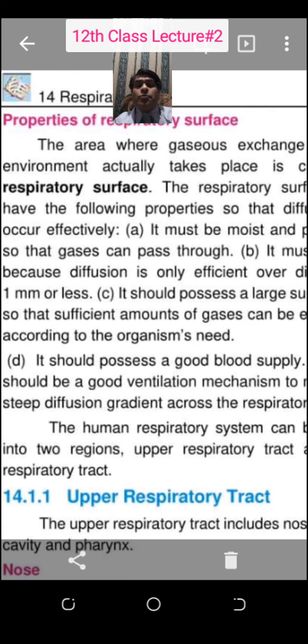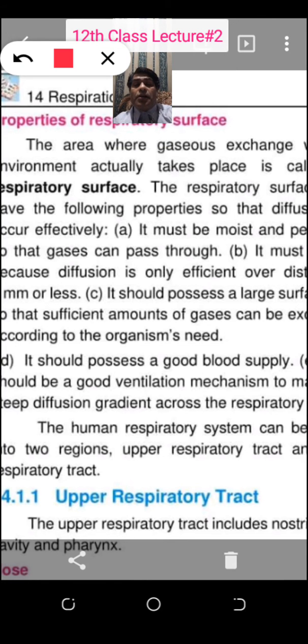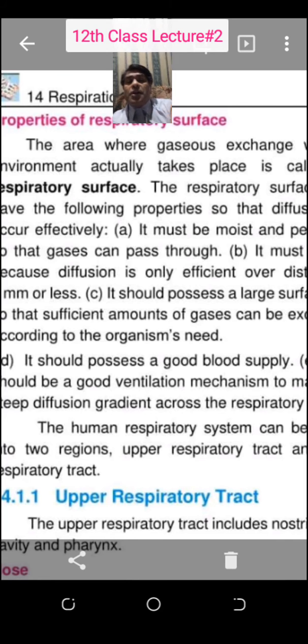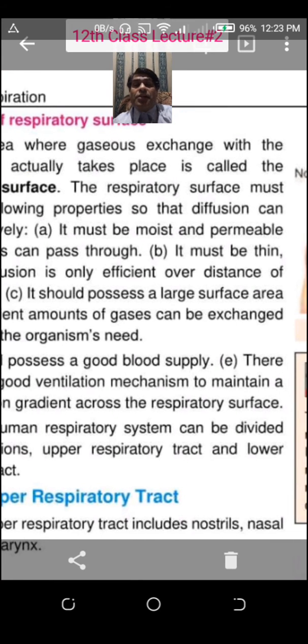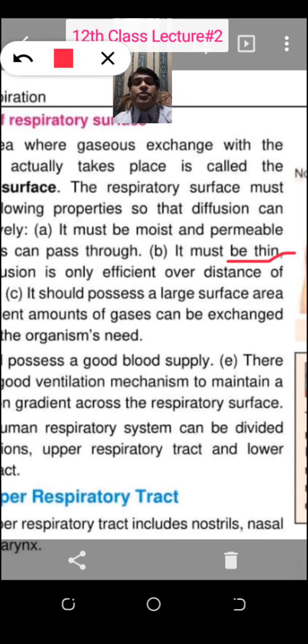Now come back to another point, students, another point which I wanted to tell you about. The respiratory surface should be thin. Now this is also an important point. I told you that the alveoli cell consists of two membranes, one outer membrane and one inner membrane, and oxygen will cross these two membranes to the capillary.